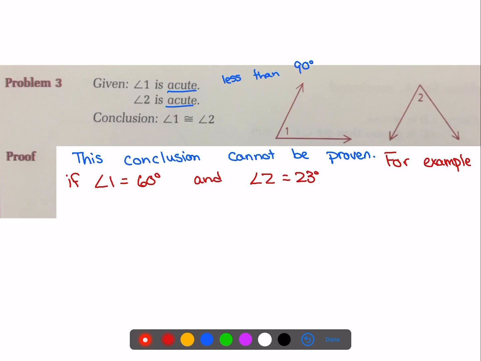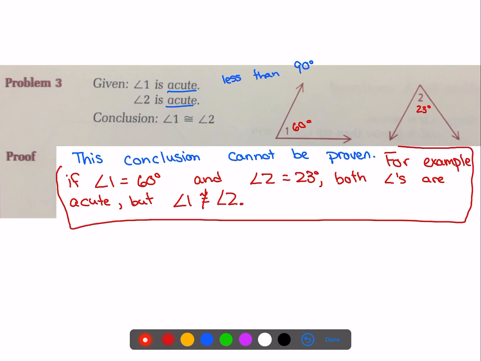So if angle 1 is 60 and angle 2 is 23, are these two angles both acute? Well, yes. Both angles are acute, but angle 1 is not congruent to angle 2. Now, what is in red here? This is our counterexample.